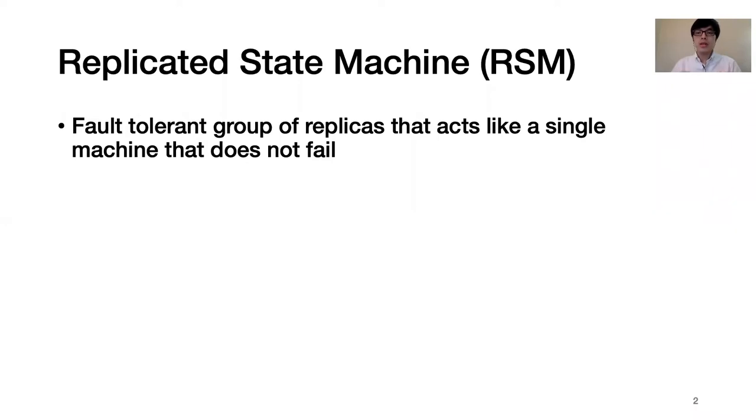A replicated state machine is a group of replicas that are coordinated by a consensus protocol. The consensus protocol makes the replicated state machine fault-tolerant and provides linearizability, which makes it act like a single machine that processes commands one by one.